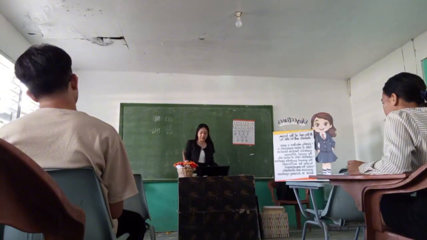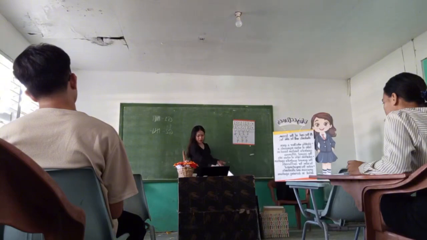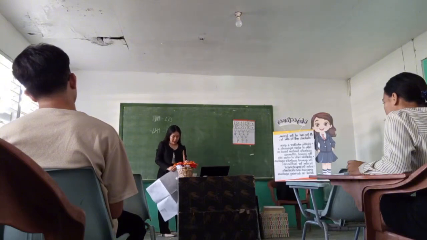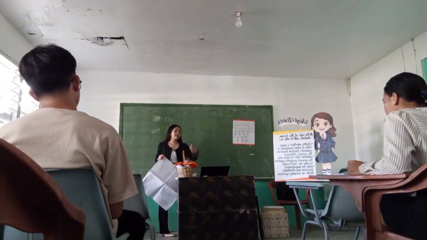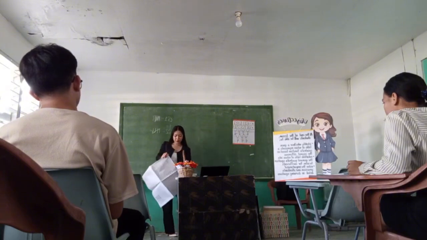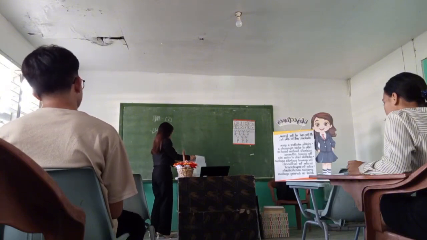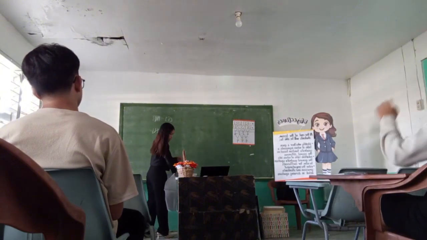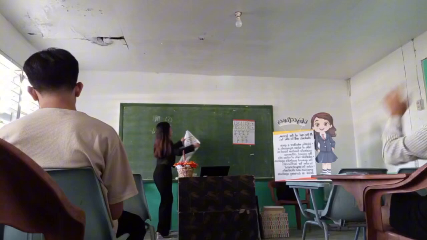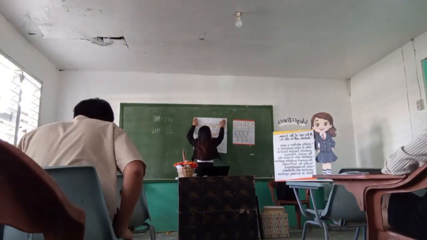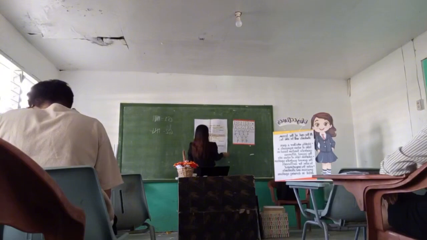we are going to proceed with the activity. In this activity, you will be graded according to the rubrics. But first, let me group you into two, the same groups as earlier. This side will be group 1 and this side will be group 2. You may now proceed to your respective groups. Okay, so here are the rubrics.